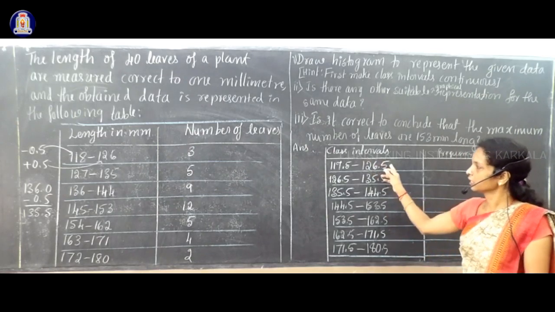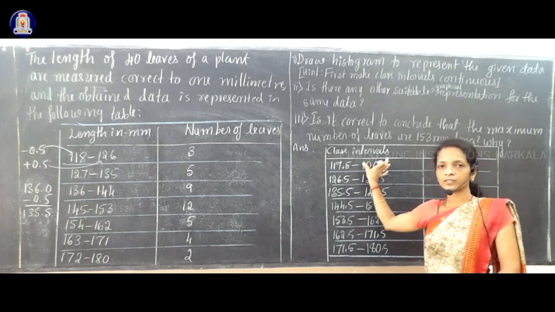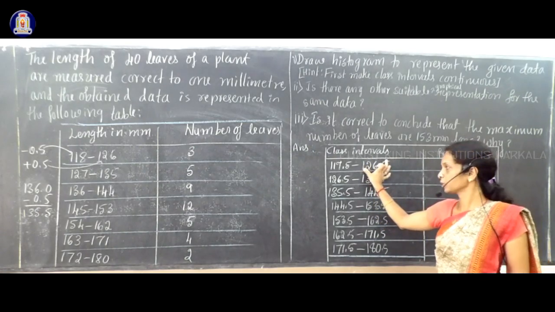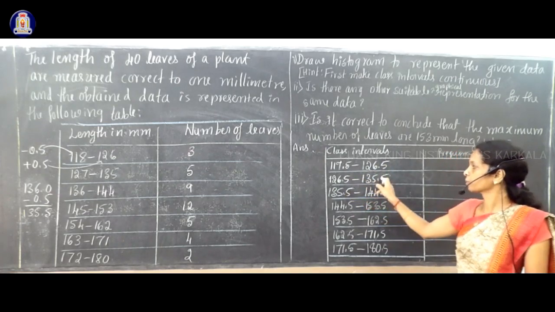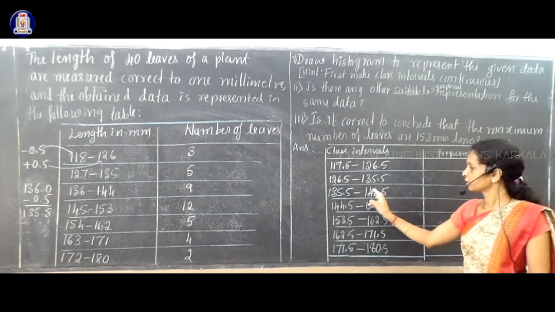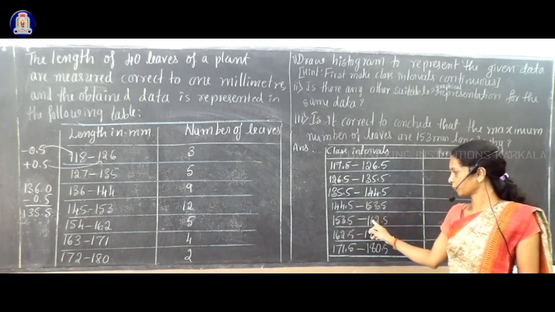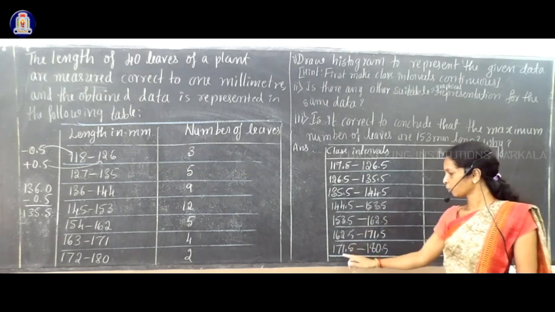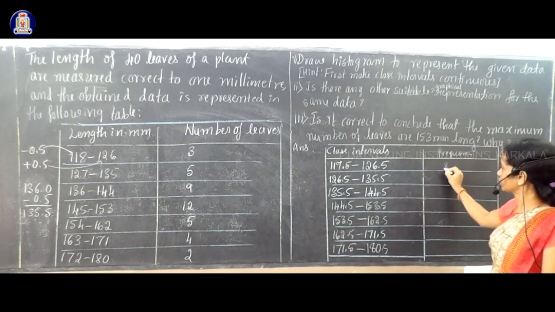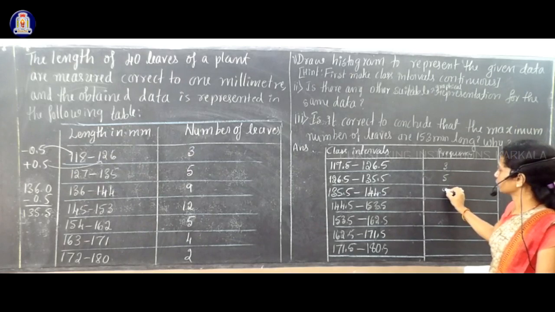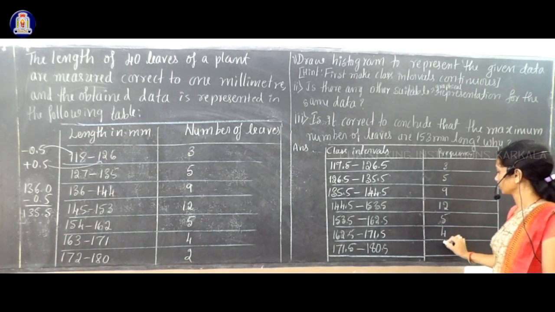Now you see these class intervals are continuous. Where the previous class interval ends, from there the next class interval begins. See 126.5, here 135.5, here 144.5, here 153.5, here 162.5, 171.5, and the frequency column is the same: 3, 5, 9, 12, 5, 4, and 2.